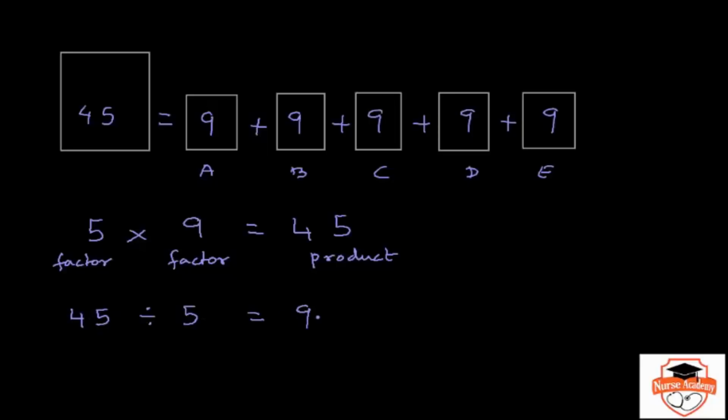And in this division sentence, 45, the number you are dividing, is called the dividend. The number you are dividing with, that is one of the factors in the multiplication sentence, is called the divisor. And the answer to the division, that is the unknown factor from multiplication, is called the quotient.